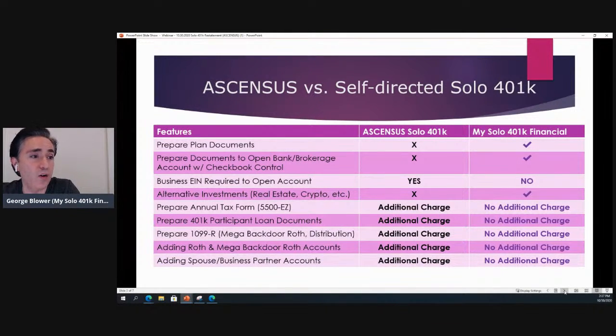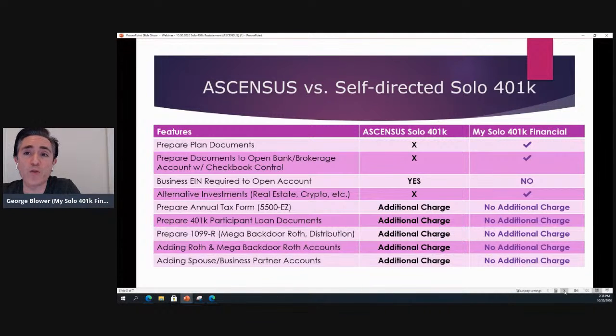Likewise with the 1099-R. There are different scenarios where a 1099-R is going to be required. If you are taking a taxable distribution from your 401k, that needs to be reported to the IRS on a 1099-R. Likewise, if you're doing a Roth conversion, whether that's an after-tax to Roth conversion as part of a Mega Backdoor Roth, or a pre-tax to Roth conversion where you're paying taxes on the amount that you're converting, in either case, that has to be reported on a 1099-R. So we prepare that as part of our services, whereas Ascensus is going to charge for that.